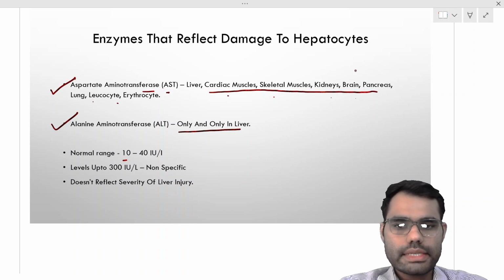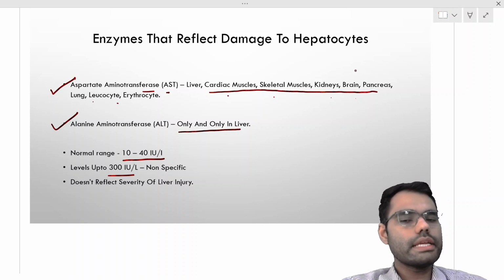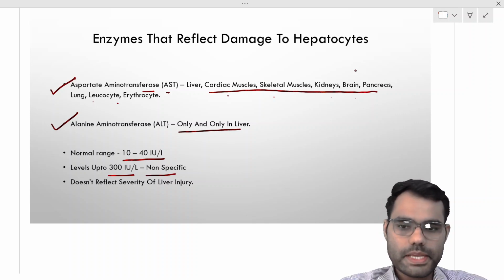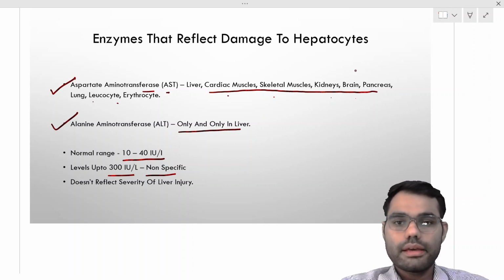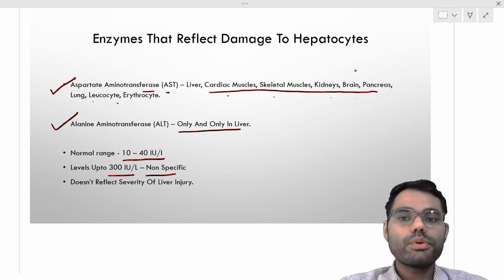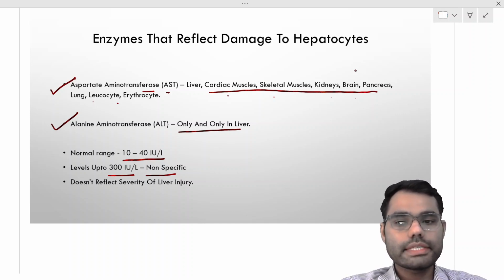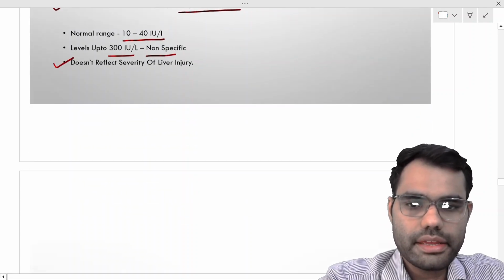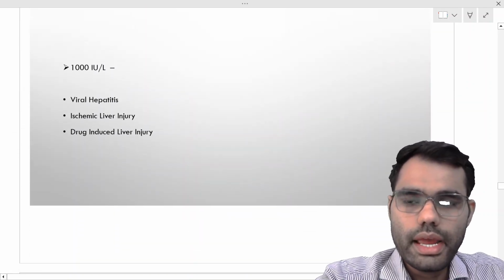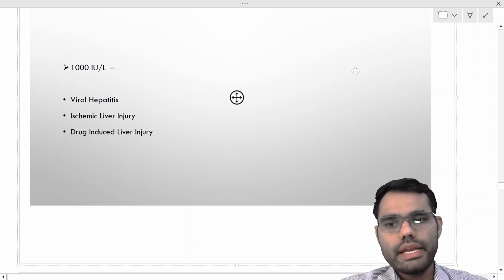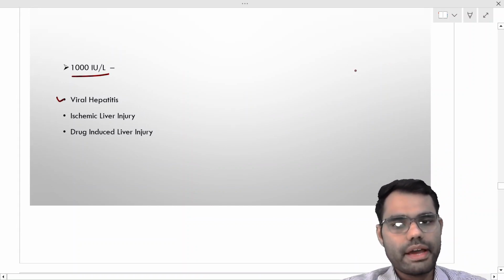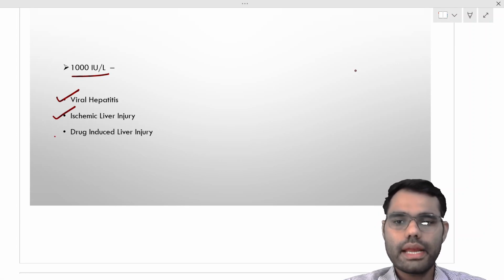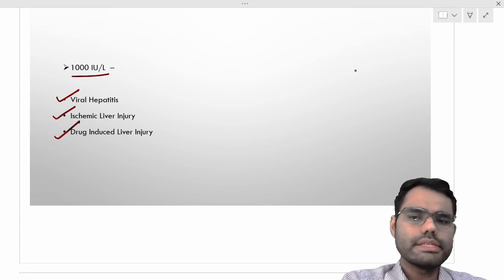Their normal range is 10 to 40 international units per liter, and levels up to 300 international units per liter are non-specific, while higher levels are more specific for liver injury. But the amount of enzyme elevation does not reflect the severity of liver injury. They do not correlate with severity, right? And more than 1000 international units per liter is very specific for viral hepatitis, ischemic liver injury, and drug-induced liver injury that we have already discussed, right?